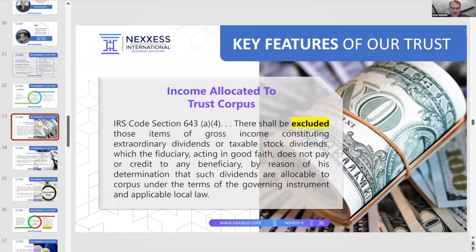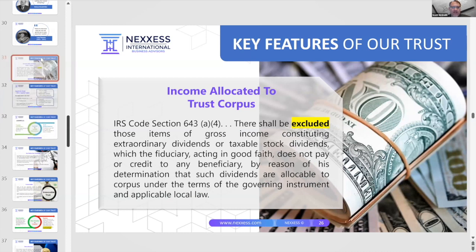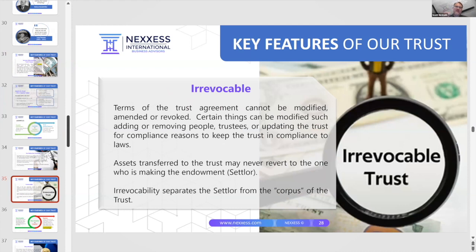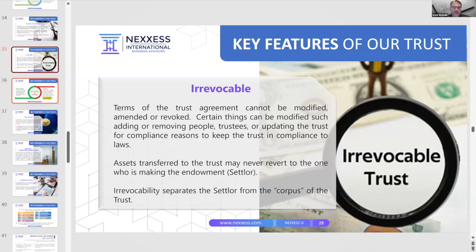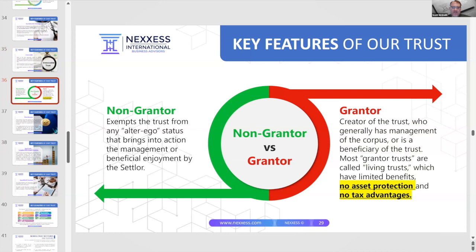So this is the code, IRS code section 643. There shall be excluded those items of gross income. And by the way, that is why there's no capital gains, because it says the gain is excluded. Let me go through very quickly the five provisions. Irrevocability of the trust is the first provision. The second provision is the non-grantor provision. We don't want it to be a grantor trust. Remember, we want it to be a non-grantor trust.